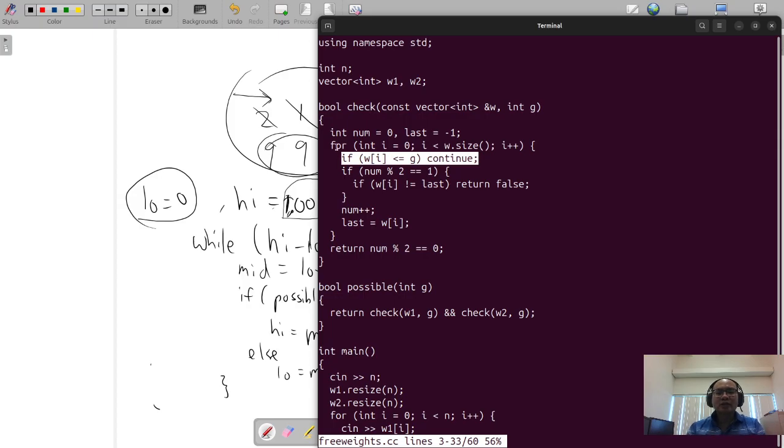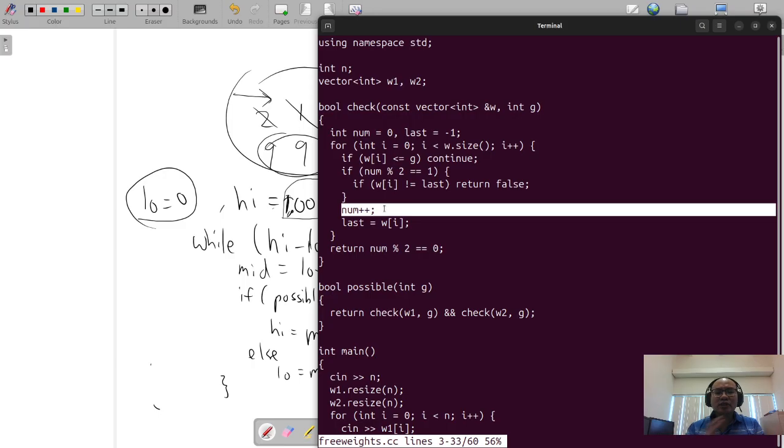Otherwise, these are the weights that I cannot move. So if it is the second one in the sequence, and if it's not the last one, in other words, let's say I have something else before me, so I'm now no longer in a correct pair, I return false. So it's not possible.